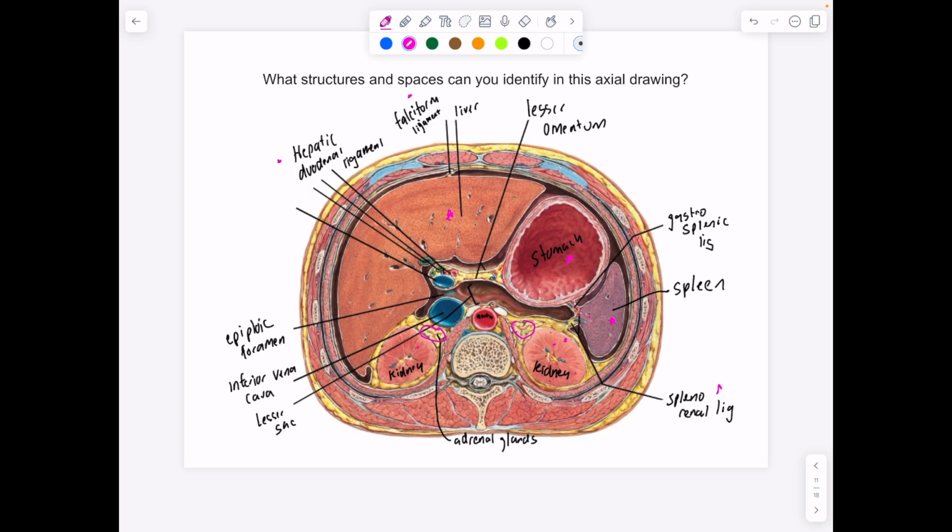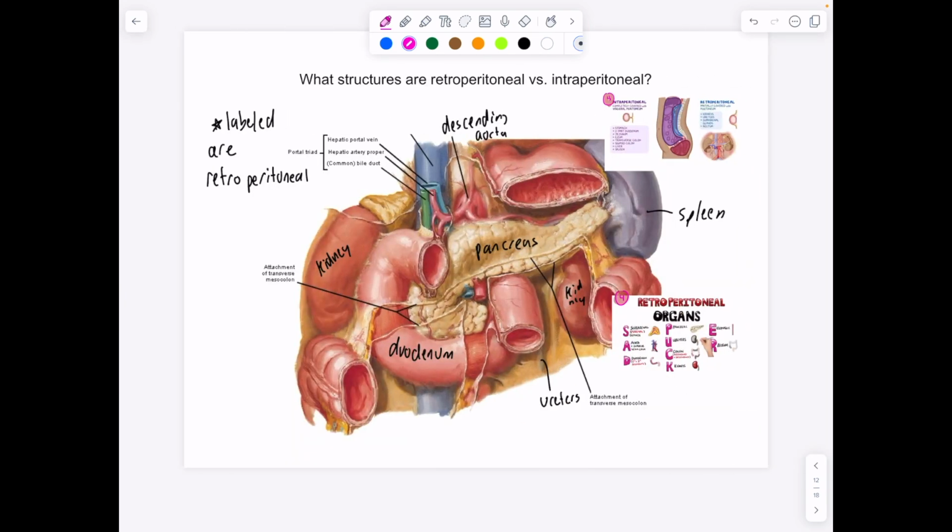Then we have the hepatoduodenal ligament connecting the liver, hepatum, to the duodenum, which we can't really see here. Then we have the epiploic foramen, and that means that this is the lesser sac, and out here is the greater sac. All right, so not too bad. What structures are retroperitoneal versus intraperitoneal?